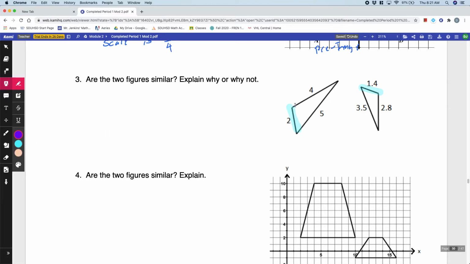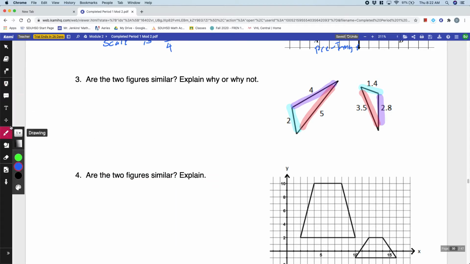What's my medium size? Oh, that's right here. What's my medium size? That's right here. Nope, that's not right there. That is right here. And then last but not least, I'm just going to do red. This is the largest side. This is the largest side.